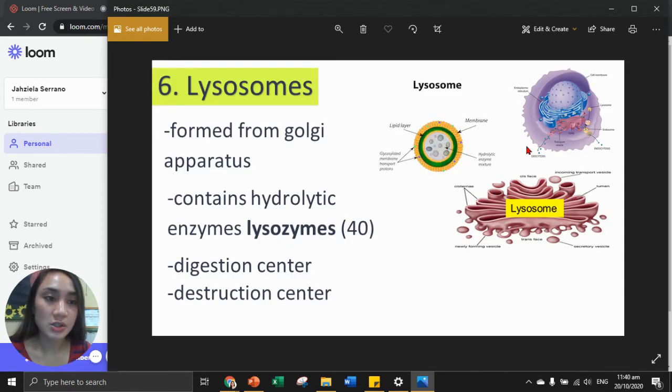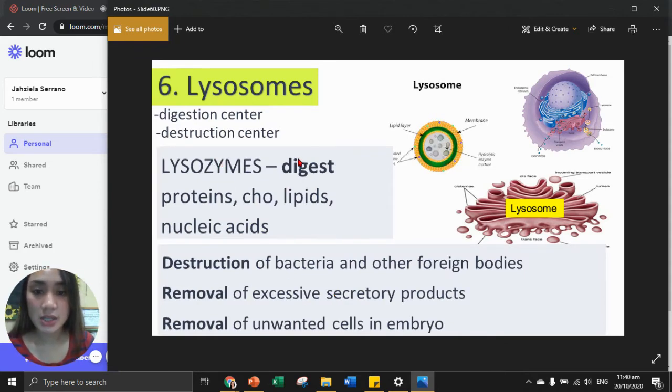So here, we have the lysosomes, no? Yan yung mga yan, maliliit. It is formed from Golgi apparatus. It contains the enzyme lysozyme, around 40 enzymes. It acts as a digestion center and destruction center. So lysozymes digest proteins, carbohydrates, lipids, nucleic acids. It is the one that is responsible for destruction of bacteria and other foreign bodies coming from smooth ER again, removal of excessive secretory products, and removal of unwanted cells in embryo.